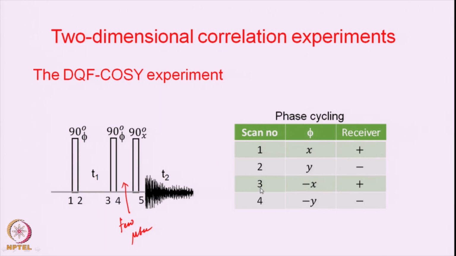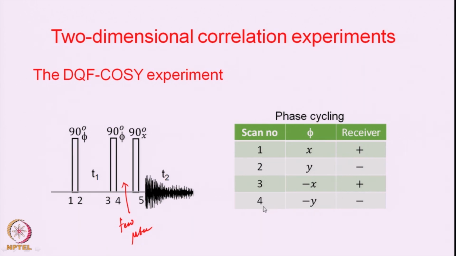So, you may have multiples of these 4, which does not mean that you can only have 4. Suppose you decide to have 8 scans, this is called the scan number. Suppose you want to have 8 scans to improve the signal to noise, then what you do is repeat this 4 once more. So, you have 1, 2, 3, 4 with this, then you have 5, 6, 7, 8 again with this, and the data is repeated in this manner.